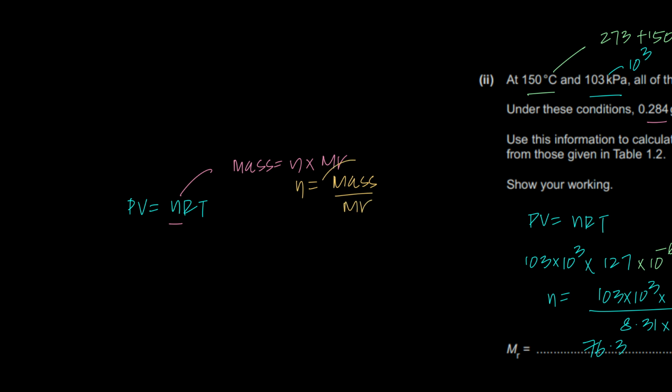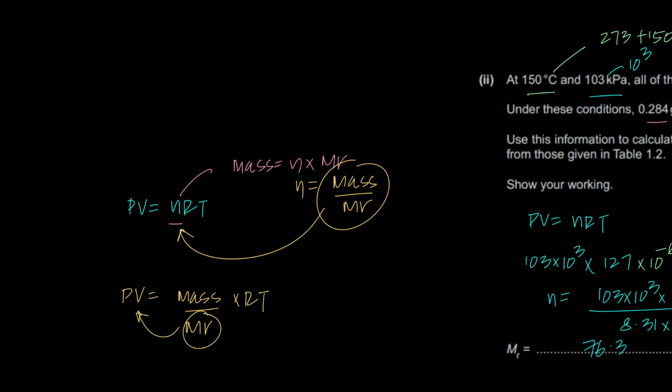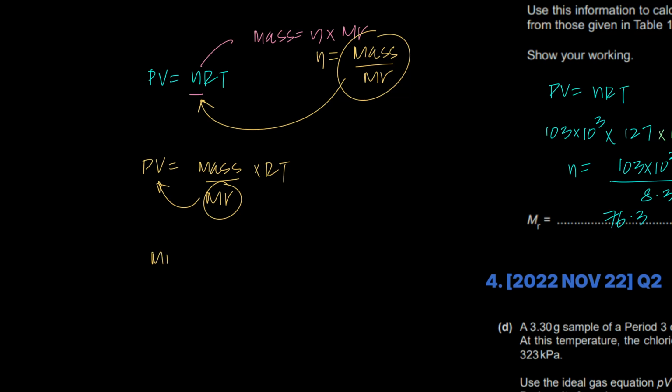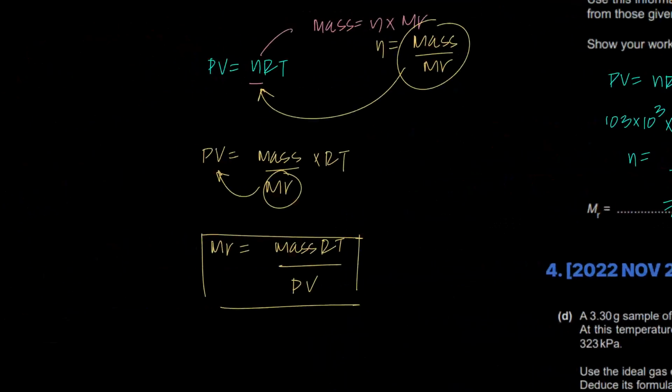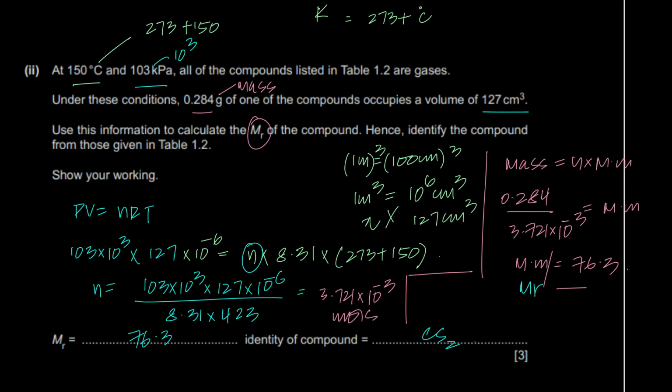So I could substitute n with mass over MR right here. PV equals mass over MR times RT. And this MR you could multiply there, and PV you could divide on the right hand side. So MR equals mass into RT divided by PV. So you could have directly calculated the MR by using this particular expression, right? MR equals M into R into T divided by pressure into volume, or you could have done it in 2 steps. It's the same idea. It's up to you, however you like it, right? So you could use the shortcut, or you could do it like this.